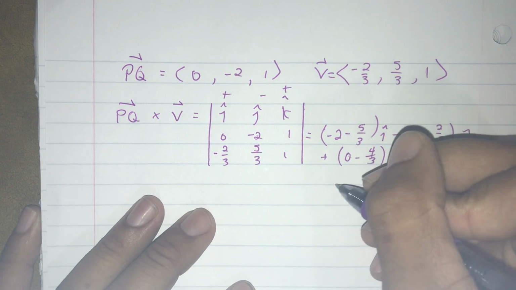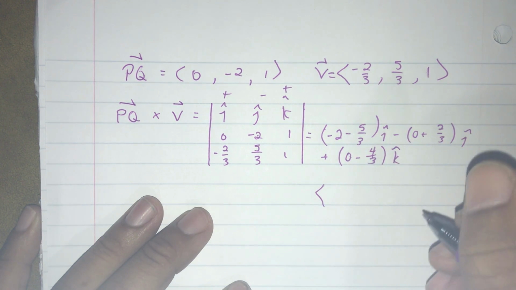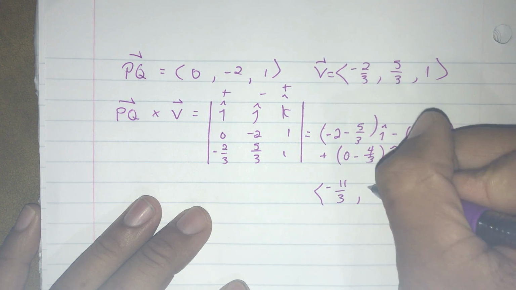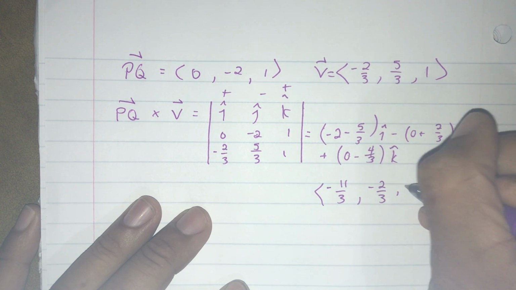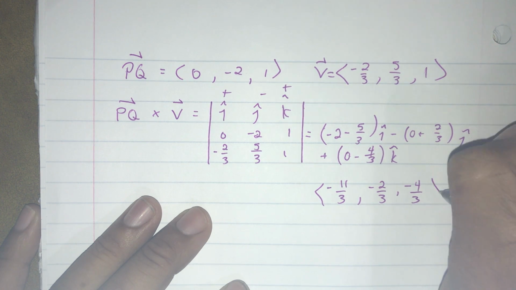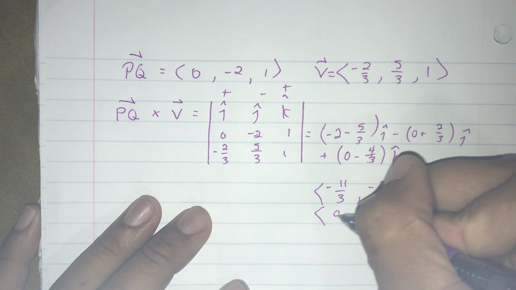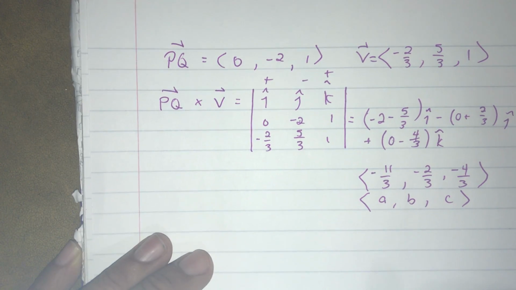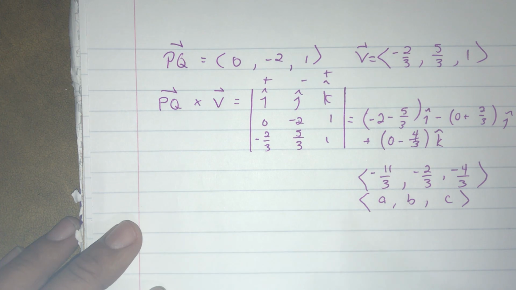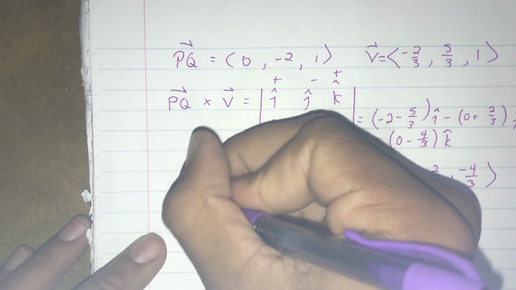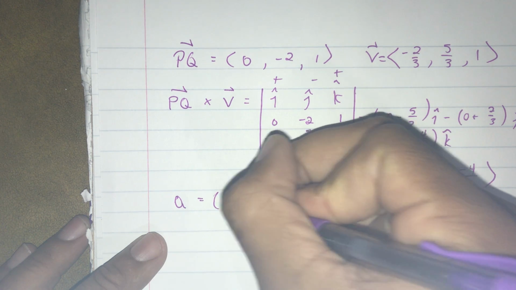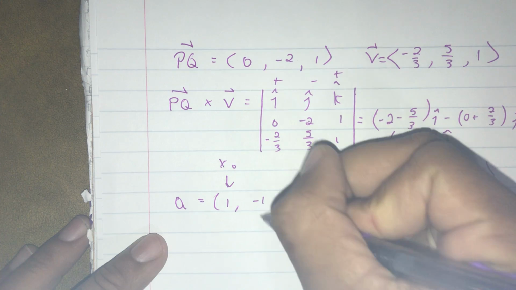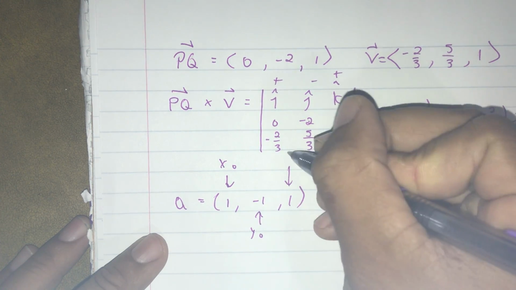When you solve that out, I'm going to write it with these numbers instead, because I don't really like the letters. We get -11/3 as our x value, -2/3 as our y value, and -4/3 as our z value. And that's equal to the vector (a, b, c). That's going to be really important. Then we can use either one of the points that we found, either P or Q. I'm going to use Q just because it was given. That point is (1, -1, 1), and this is going to be our x naught, our y naught, and our z naught.